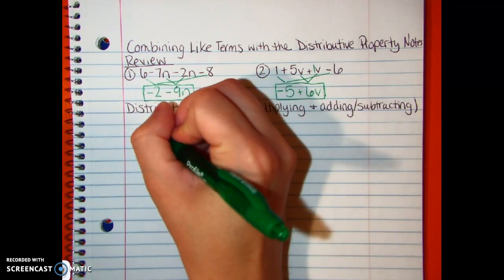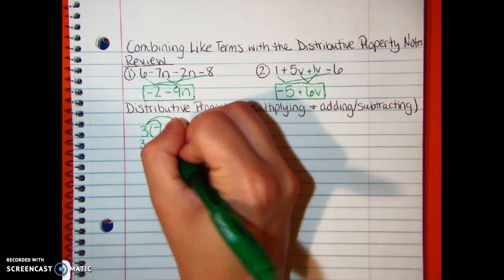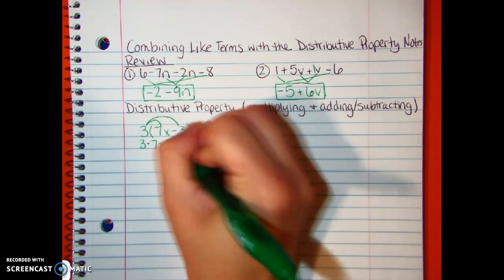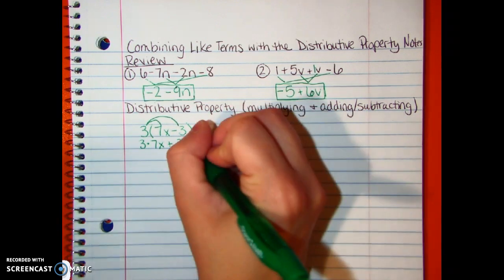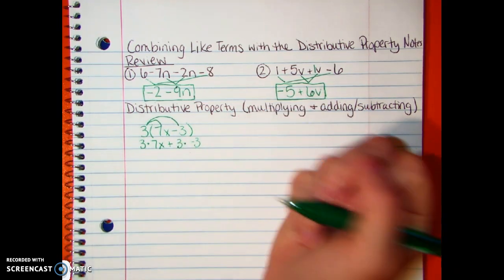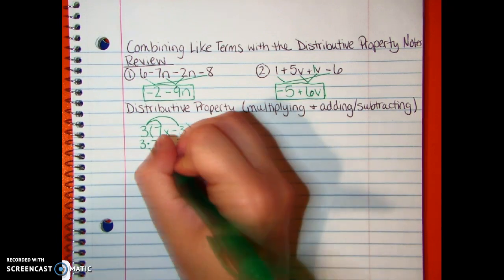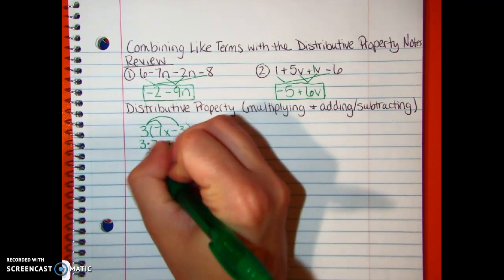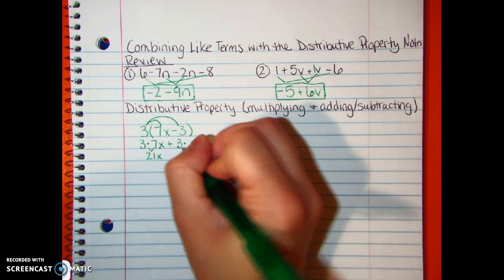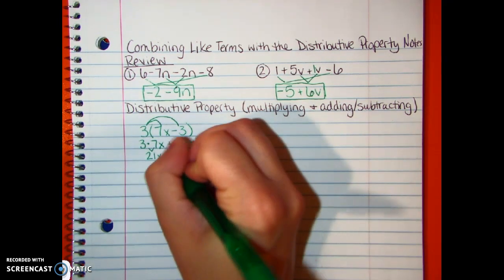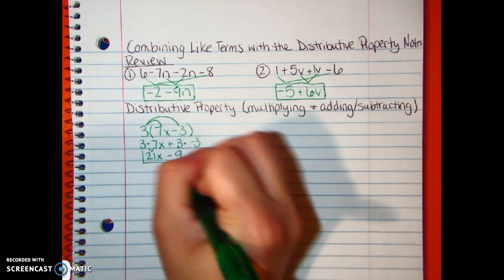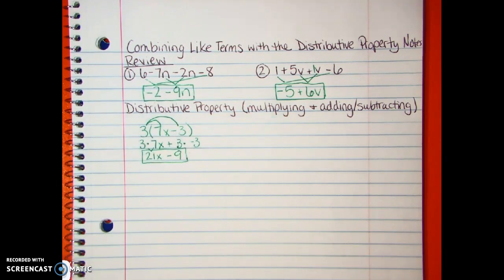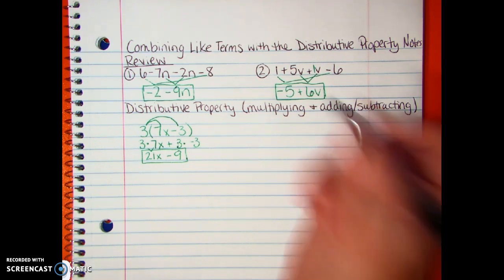And then you're also doing 3 times, so plus 3 times, this is a negative 3 because the sign comes with it. So negative 3. Now we simplify. 3 times 7x is 21x. 3 times negative 3 is a negative 9. Those are not like terms, so it's done. So hopefully you remember doing that. Let's look at another one.